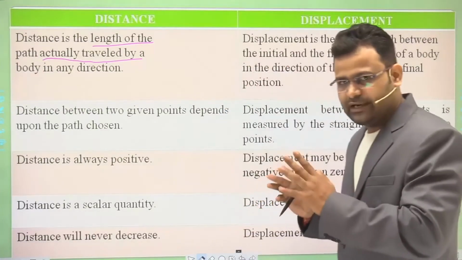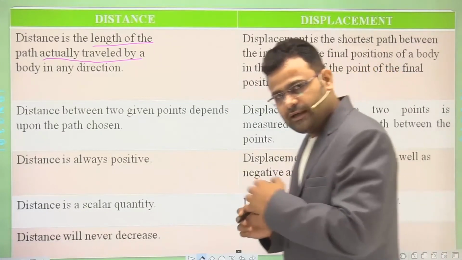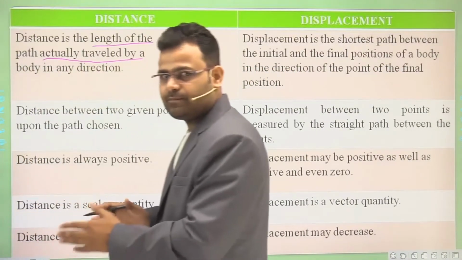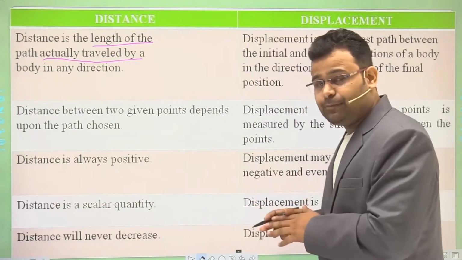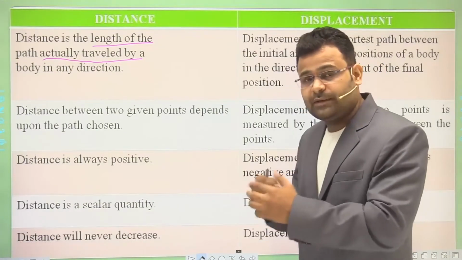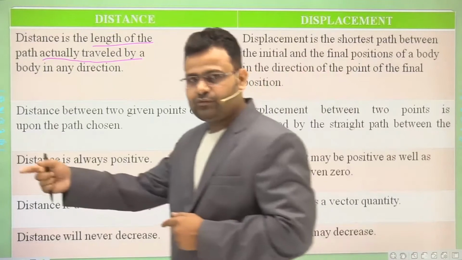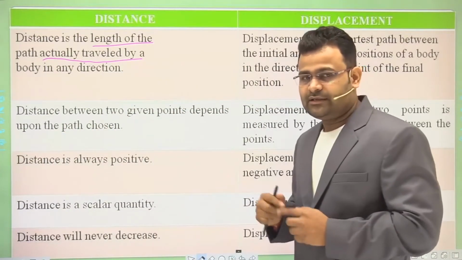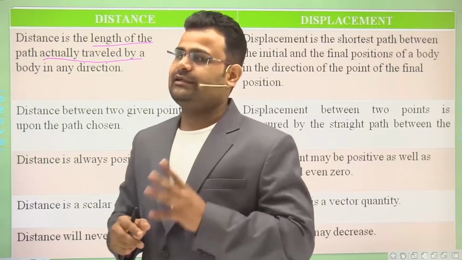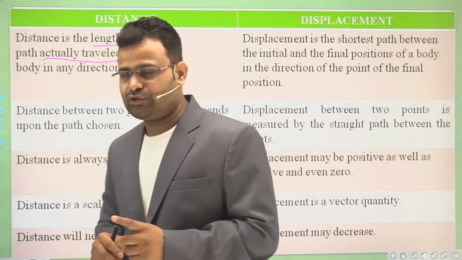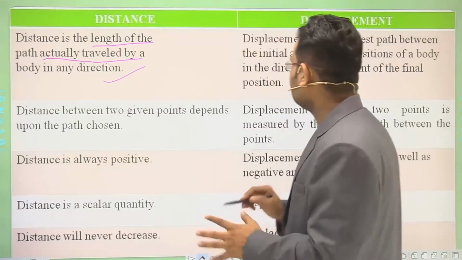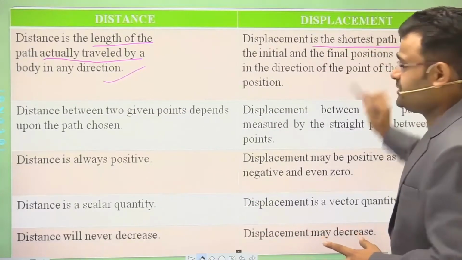Let's suppose we start moving in that direction, to the right hand side, and again come back to that same point, then we calculate both the paths. First move right hand side and come to the other side, add both of them, that is a distance. Actual path length, okay, that is a distance in any direction. Now displacement is the shortest path.